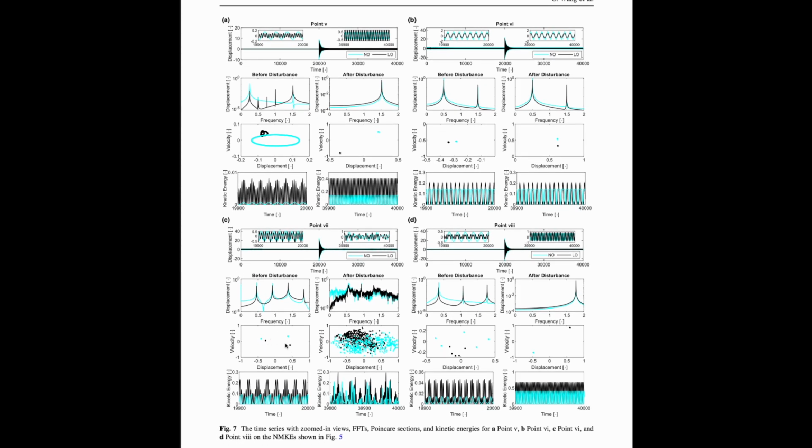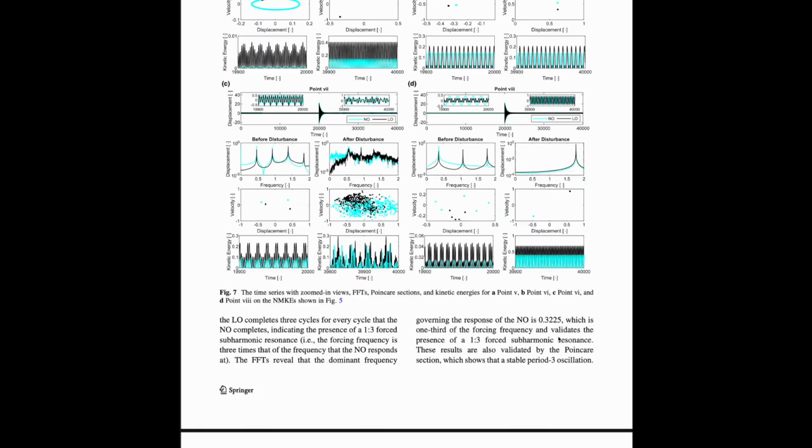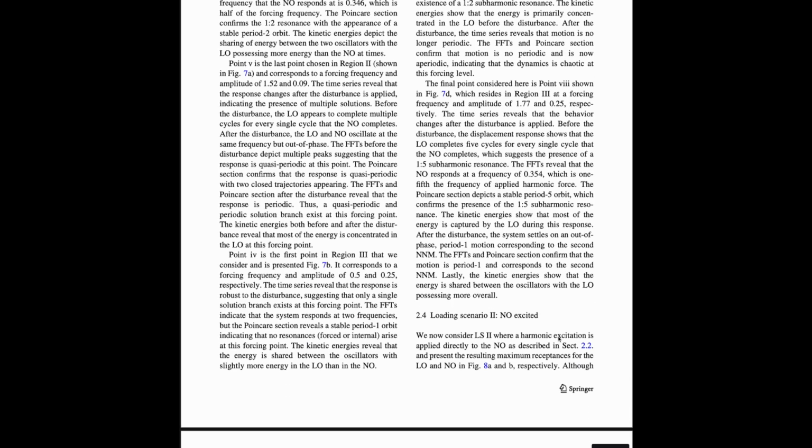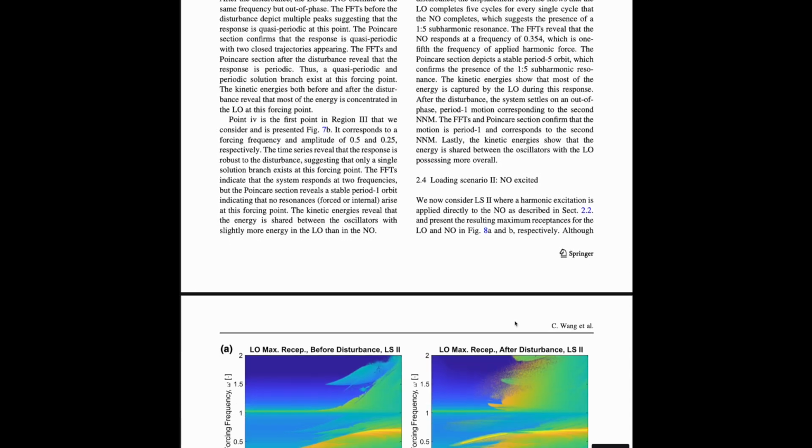Actually, this is a 2-to-1 internal resonance, so 2 fixed points, and then after that, we just get chaos, or aperiodic response, where you just get these point clouds. In this case here, we have a 5-to-1 internal resonance that then devolves into just a stable periodic orbit. I believe we also did this for the second loading scenario where we excited the NO.